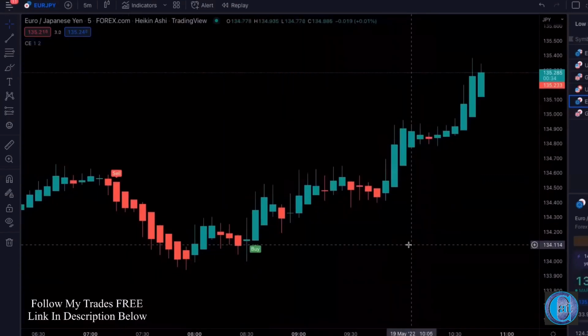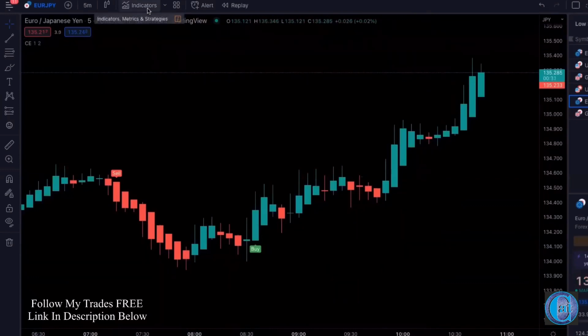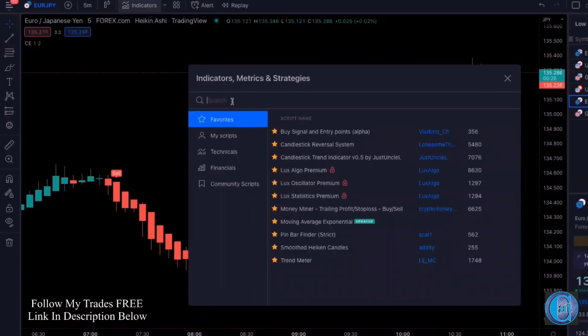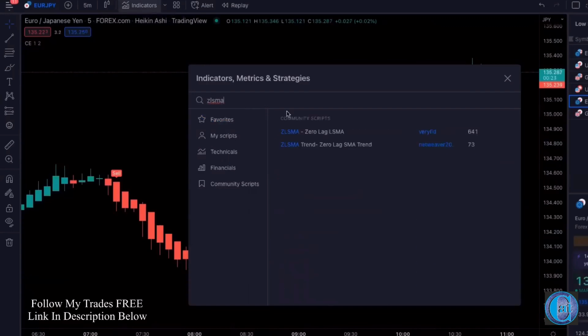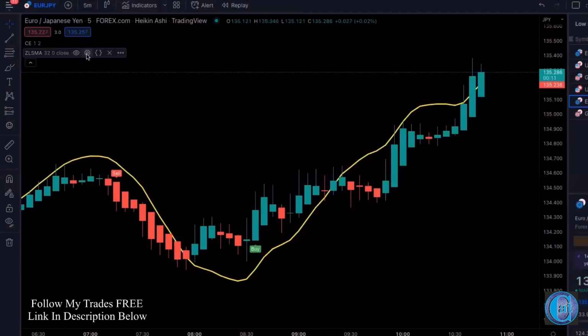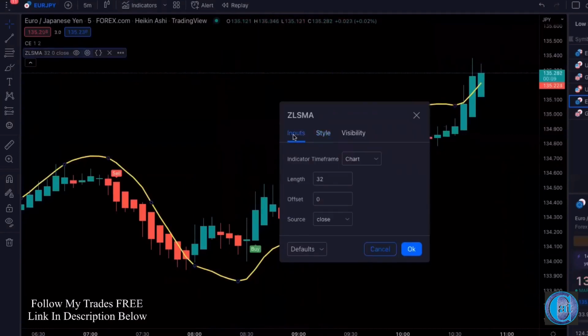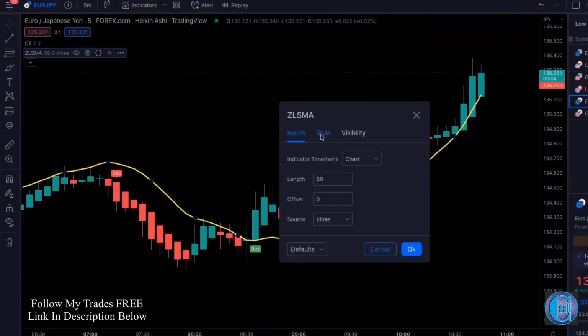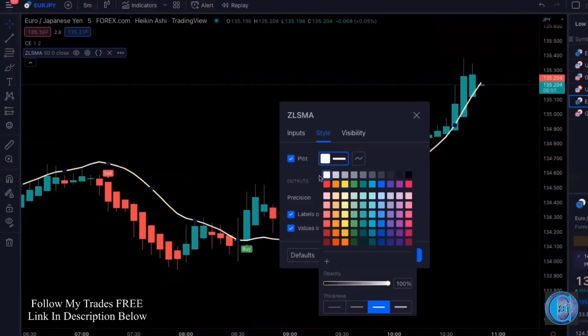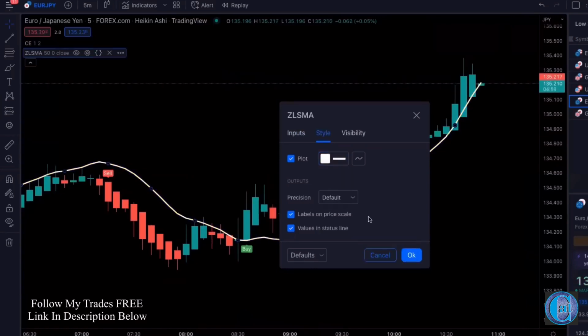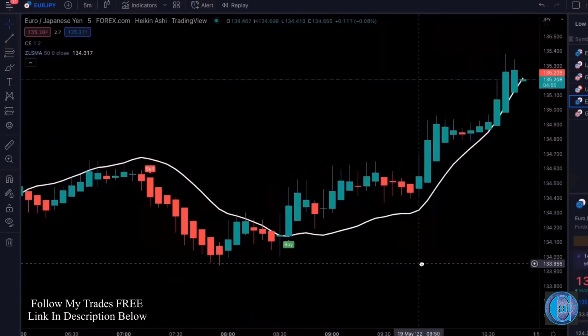So that's the first indicator. Then for confirmation and for entry rules, we need to add another indicator. This is called the ZLSMA, the zero lag SMA. This is the one by VeryFid. We're going to add this one, and then we're going to make some changes to that as well. Let's go into settings, input, the length, we're going to change to 50. And in style, I like that line to be white, so I'm just going to change that color to white. Click OK, and now you're good to go.